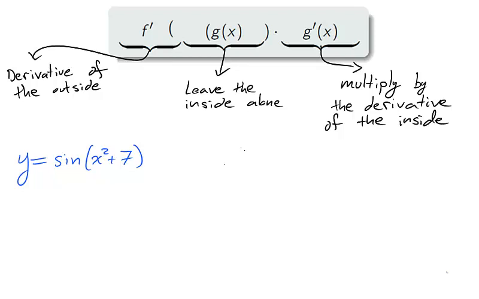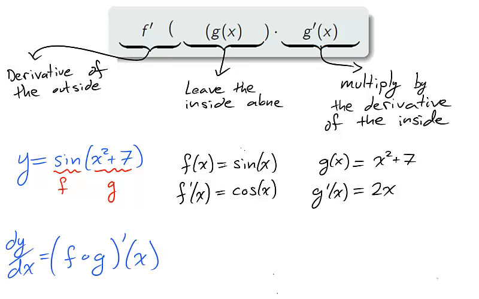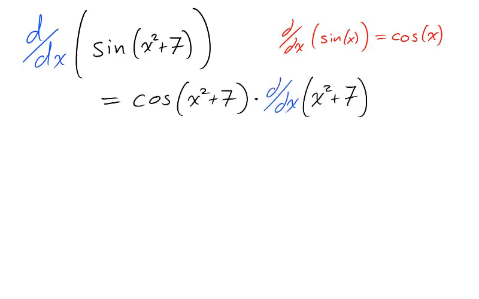Let's take the derivative of a function that I promised to derive back in section 2.3. Identify the composition. The outside is f and the inside is g. The derivative of sine x is cosine x, and the derivative of x squared plus 7 is 2x. Using the chain rule to find the derivative of y with respect to x, that is, the derivative of the composition f of g, we begin with the derivative of the outside, leaving the inside alone, and we multiply by the derivative of the inside. If you like, you can do this in 2 steps. You take the derivative of the outside, leaving the inside alone, and then multiply by the derivative of the inside, which we have yet to take.